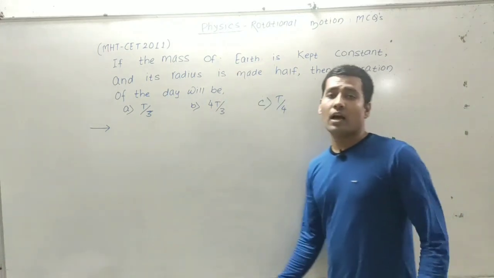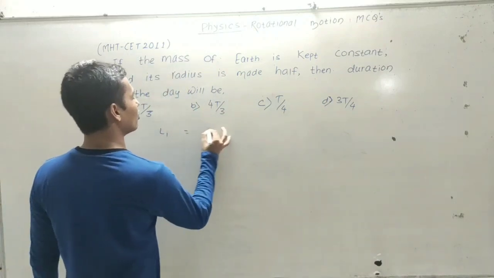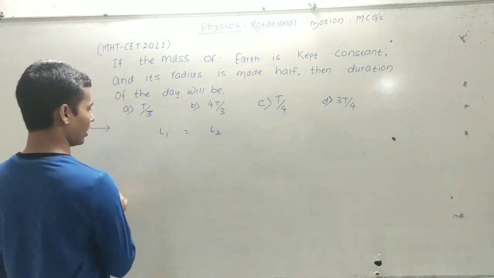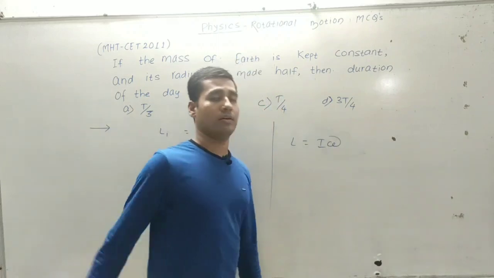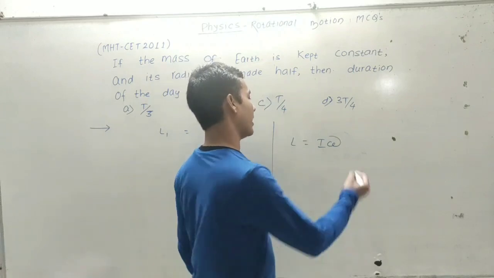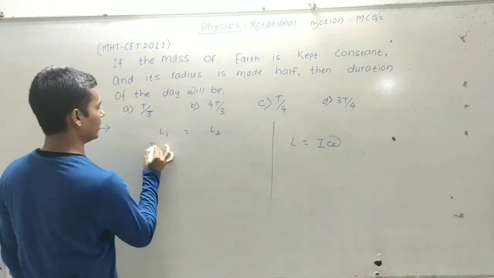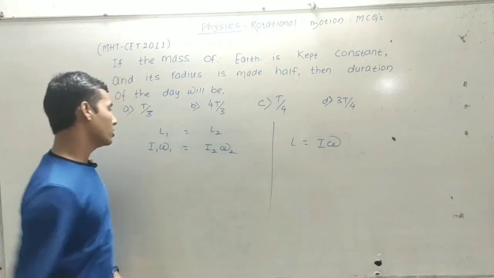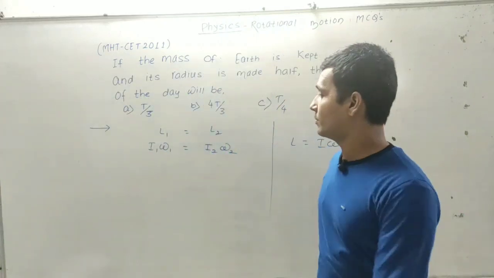So basically, according to the law of conservation of angular momentum, L1 is equal to L2. L1 is the angular momentum. The angular momentum formula in case of rotational motion is L is equal to I omega, where L is the angular momentum, I is the moment of inertia, and omega is the angular velocity. So we have to use this formula here. It will be I1 omega 1 is equal to I2 omega 2. L1 is the initial angular momentum and L2 is the final angular momentum.